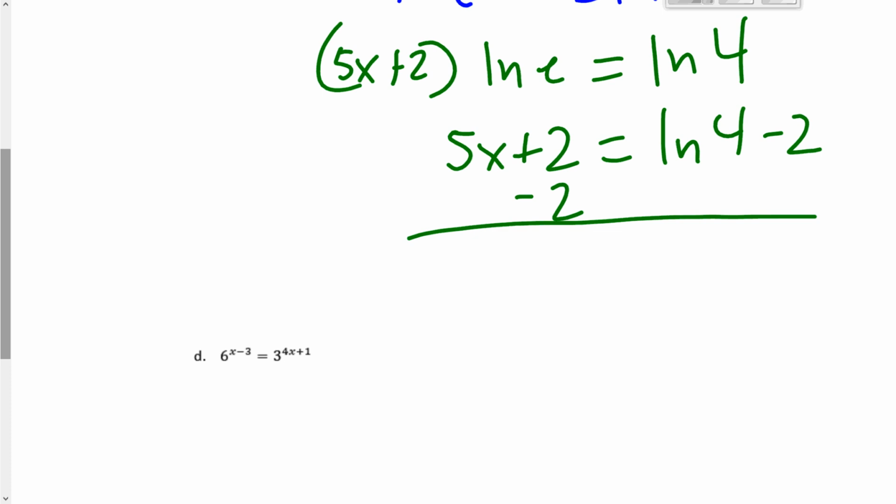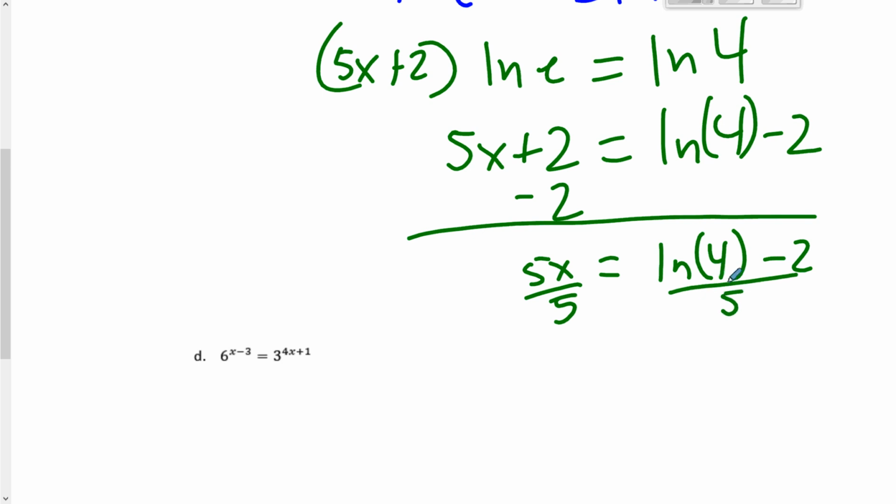Subtract 2. So we get 5x equals ln of 4, then minus 2. So you might want to put this in parentheses, especially on your calculator, to let you know you're going to do ln of 4 and then you're going to subtract 2. Because if I didn't put parentheses and I put that on my calculator, it would say I'm going to take the ln of 4 minus 2. So it would actually take the ln of 2, not the ln of 4.